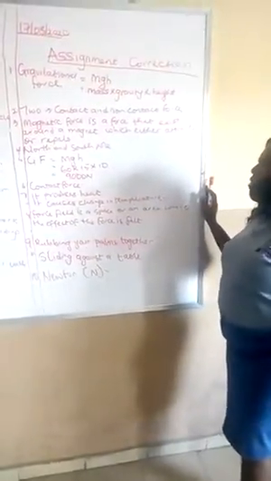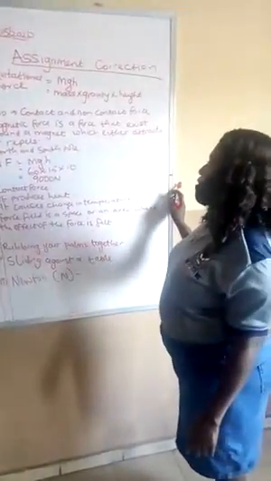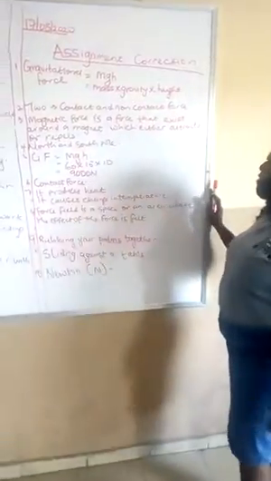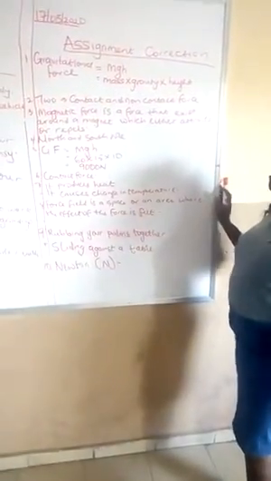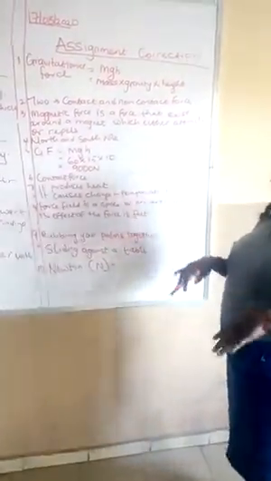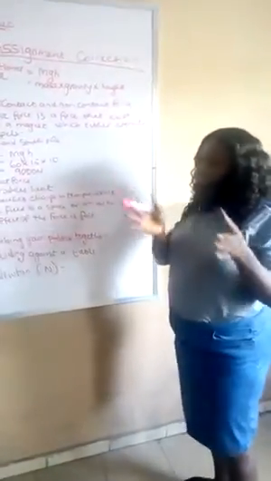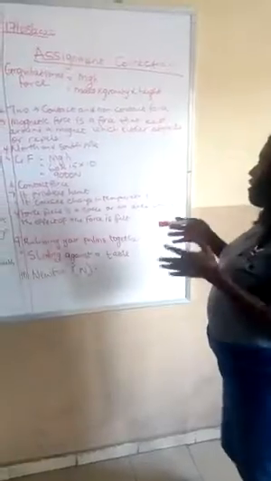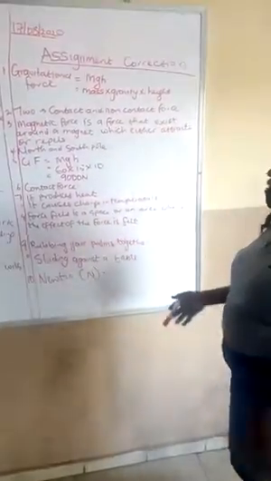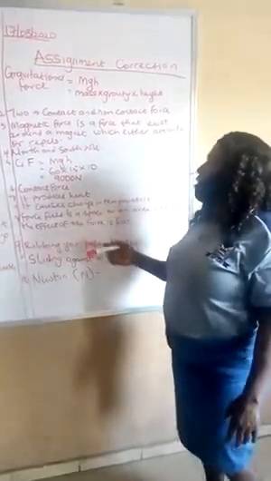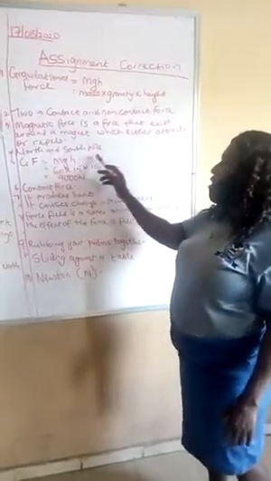And number 3 was, what is magnetic force? Magnetic force can simply be defined as a force that exists around a magnet. A magnetic force either repels or attracts. Repel means they are separated, attract means they are together. And the two poles of a magnet are the north and south poles.